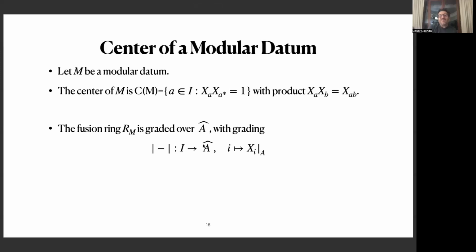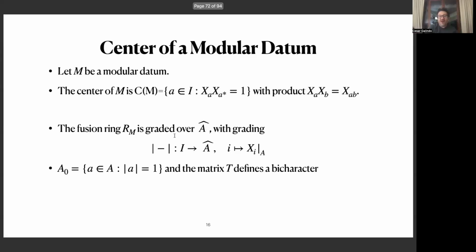And the grading is very simple. Remember that this xi corresponds to a function. So the grading is just given by taking the function and evaluating on the elements of A, and this gives you a character of this group. So the grading is very natural. And in particular, because we have a grading, we can take those elements in this group that have trivial grading.